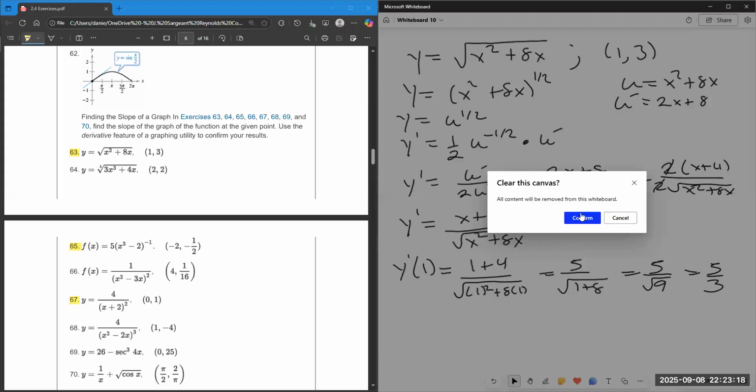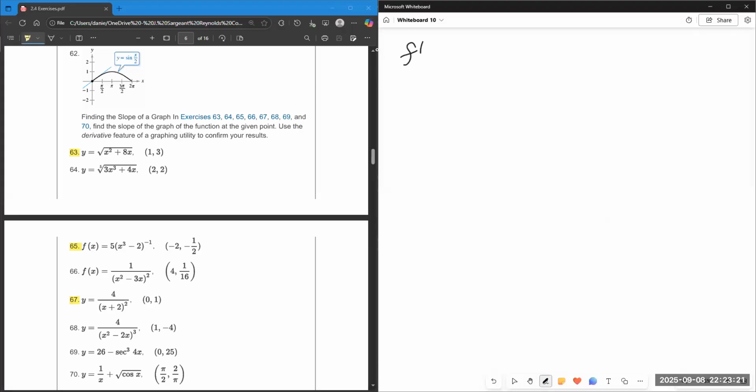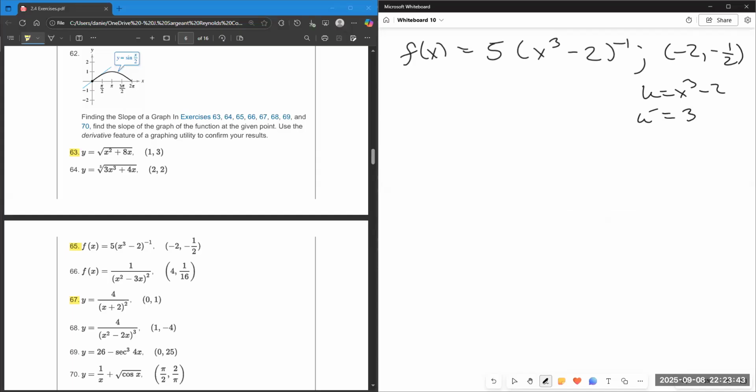Let's look at number 65. F of x is equal to 5 times x cubed minus 2 to the negative 1st power with the point -2, -1/2. So u is x cubed minus 2. U prime is 3x squared. F of x is 5u to the negative 1st. F prime of x is -5u to the negative 2nd times u prime.